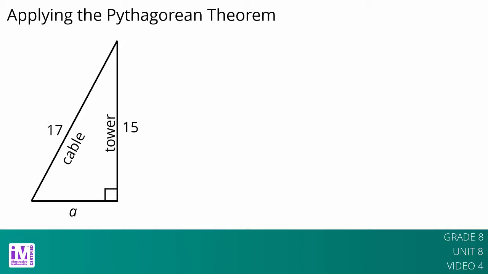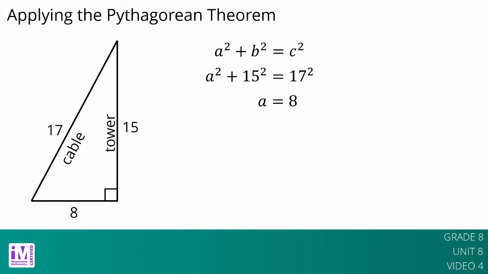Since this is a right triangle, the relationship between its sides is A squared plus B squared equals C squared. Making substitutions gives A squared plus 15 squared equals 17 squared. Solving this for A gives A equals 8. So the other end of the cable should connect to the ground 8 feet away from the bottom of the tower.